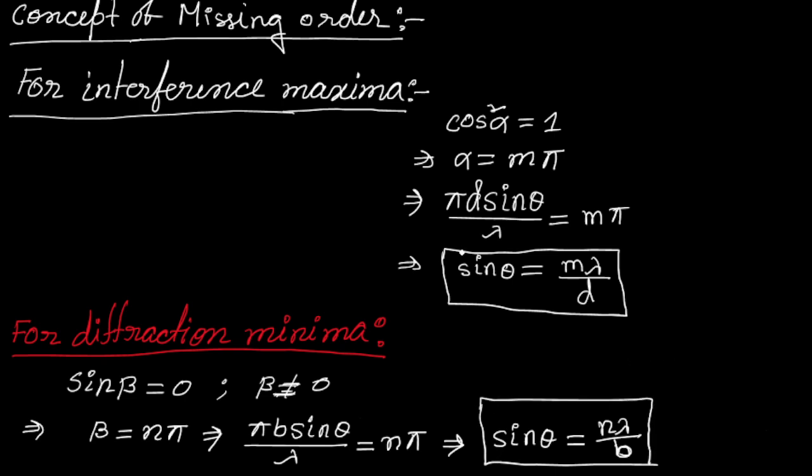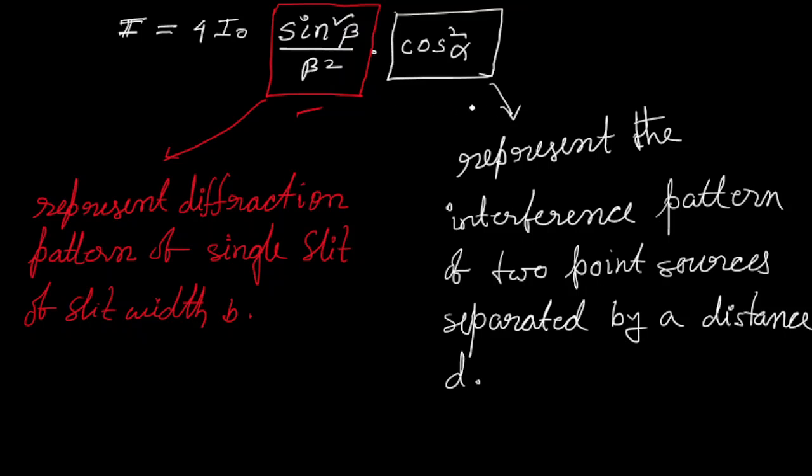Now the question says, if this interference maxima and this diffraction minima occur at the same angular position, then what will be the product of these two terms? One is maxima but the other is 0. So this gives intensity 0.